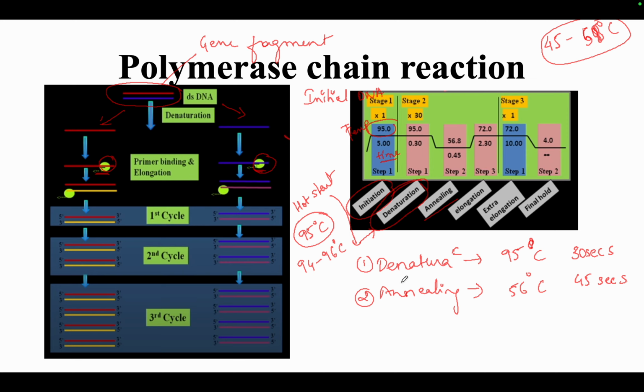Whatever gene you have, you can optimize the step. Then the third step is elongation, where you now have primers attached to the single stranded DNA, and these primers will elongate the new strand. This process takes place at 72 degrees Celsius with the help of Taq polymerase.